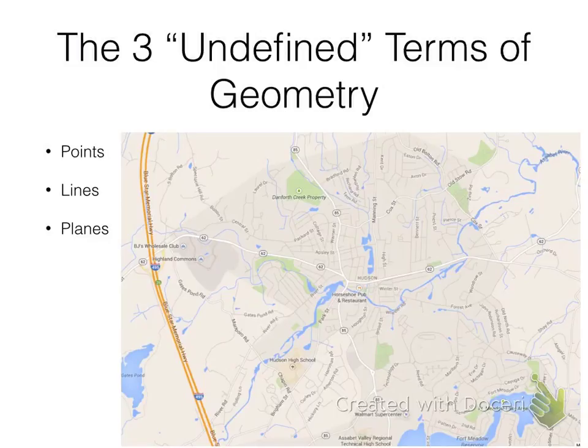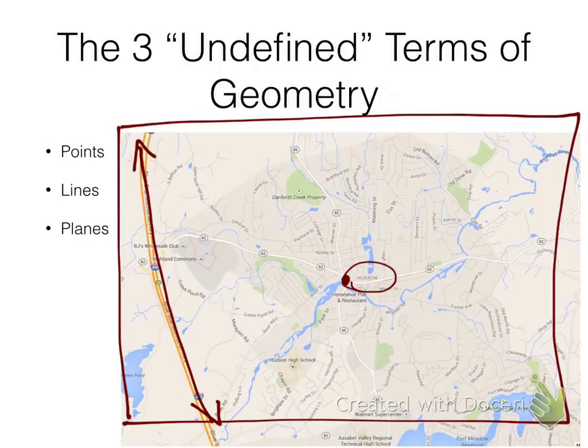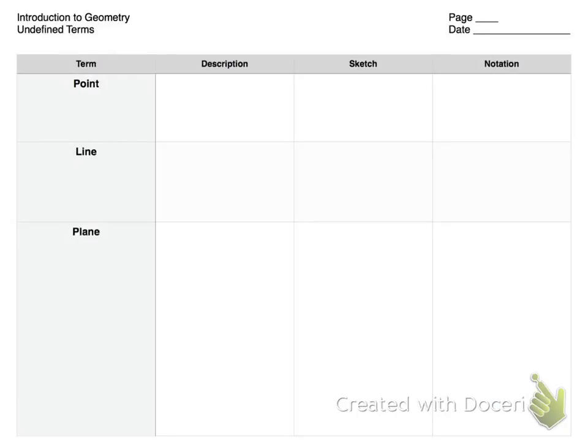And here we have a point. We have points, we have lines and planes that are undefined. And so a point might be like the point there at Hudson on the map. A line might be like the interstate I-495 there. And a plane is the map itself, the flat surface, piece of paper, the desk, a wall. Those are all planes. All right, so now let's move on and let's take some notes.